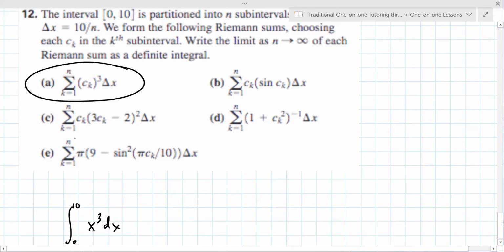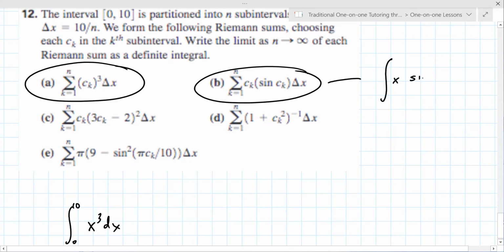Like c sub k, c sub 1 cubed over n. And so B would be the integral again. Wherever you see a c sub k, that's your x: x sine x dx from 0 to 10.